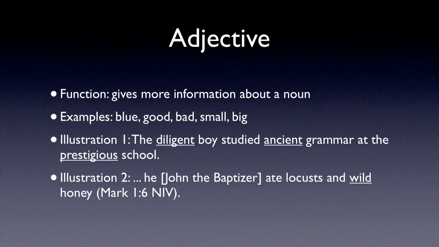It describes the action. An adjective gives more information about a noun. Here are some examples: blue, good, bad, small, and big. In our first illustration, the diligent boy studied ancient grammar at the prestigious school. In this sentence, diligent, ancient, and prestigious give more information about the nouns that they're connected to. And here's our second illustration from the Bible. He, John the Baptizer, ate locusts and wild honey. In this sentence, wild tells us something more about the word honey.